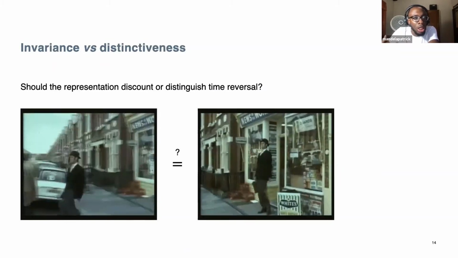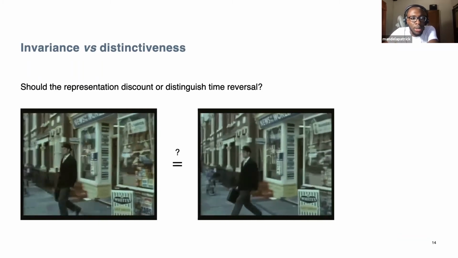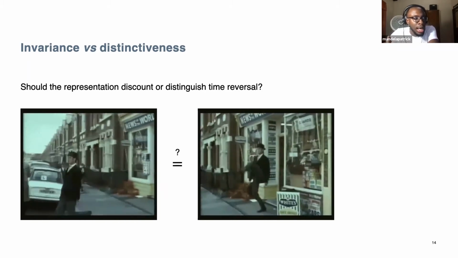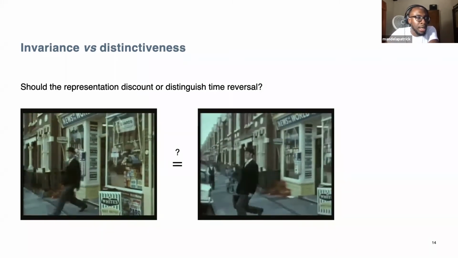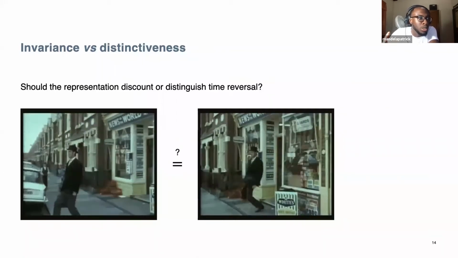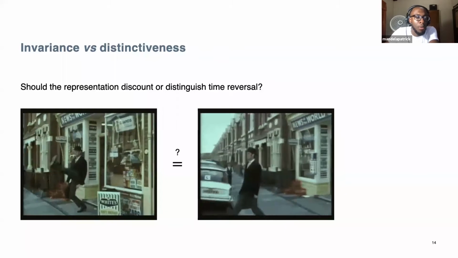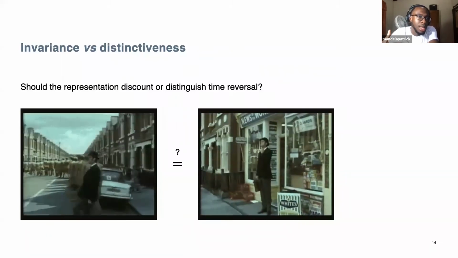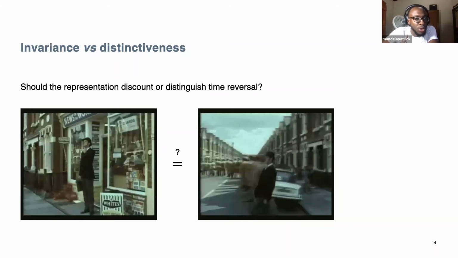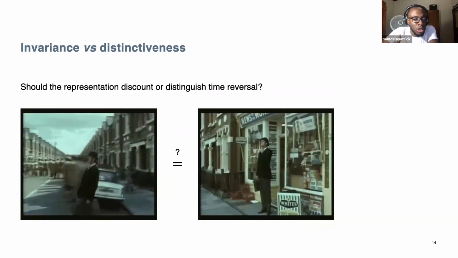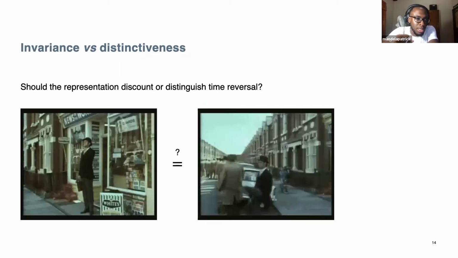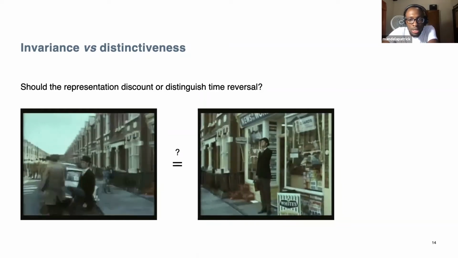And a lot of the crux of this is essentially encoding what you want your representation to be invariant or distinctive to. In this case, let's say the direction of time. Do you want your representation to be invariant, meaning that you want it to map both the forward and reverse clips to the same point in space, or do you want to map them further apart? And so with videos, because of the temporal dimension and because of the multimodality, we wanted to explore what signals you want the representation to encode invariance to, and which ones you want to encode distinctiveness to.